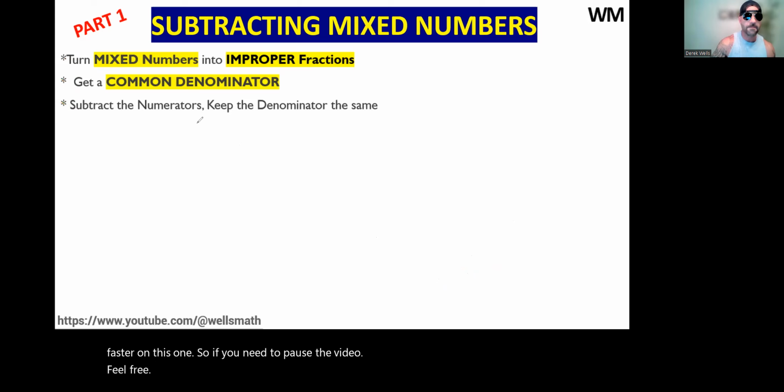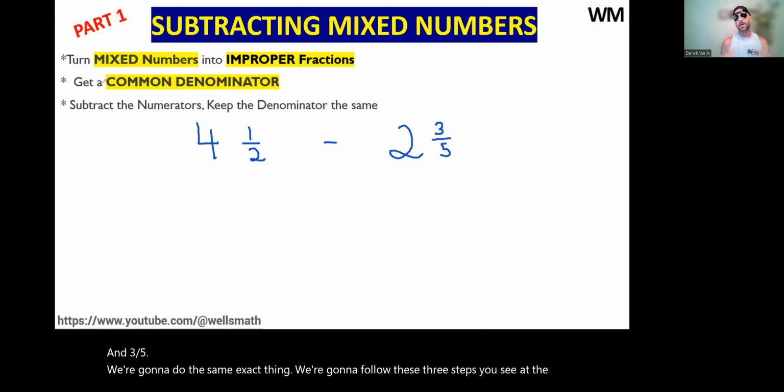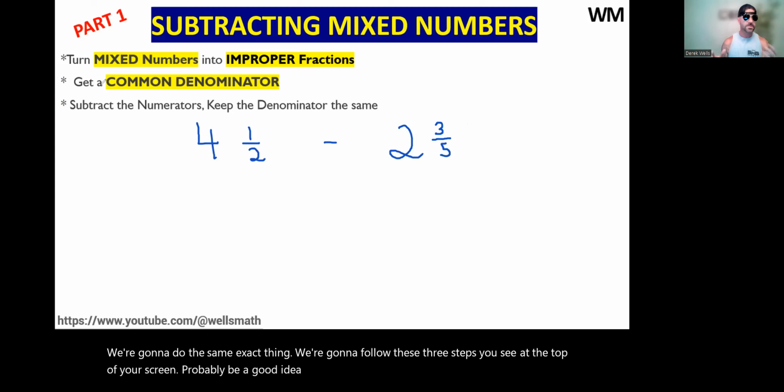And we've got 4 1/2 minus 2 3/5. We're going to do the same exact thing. We're going to follow these 3 steps you see at the top of your screen. Probably be a good idea for you to write those down to have those as a reference when you're doing these problems in the future.